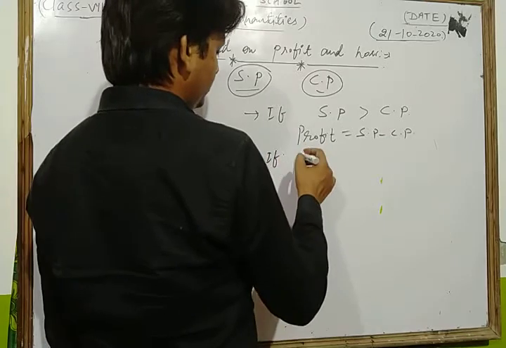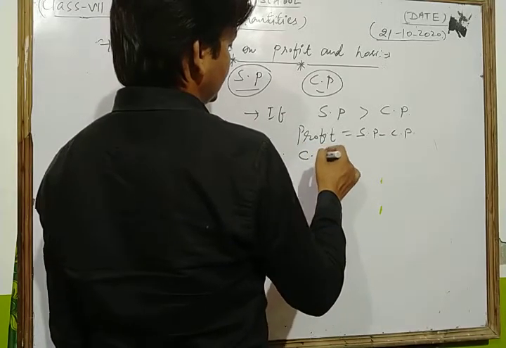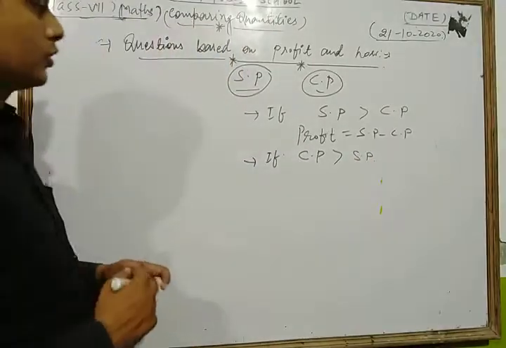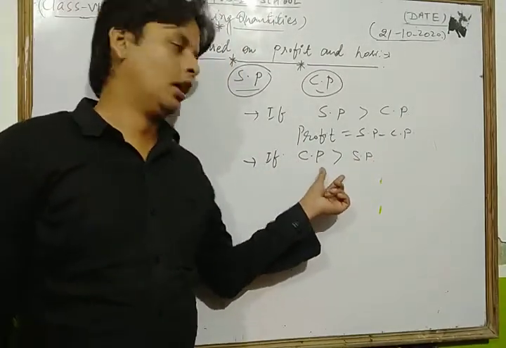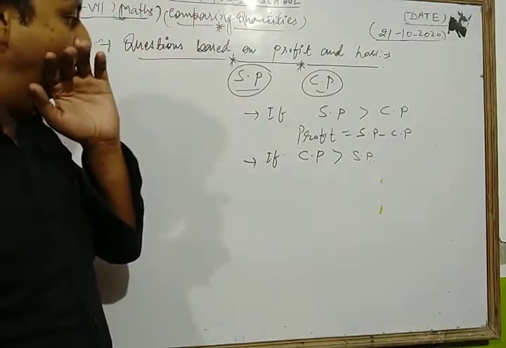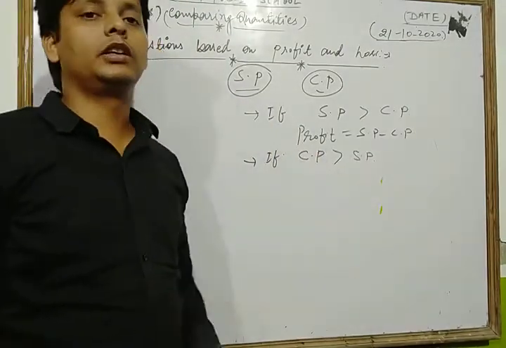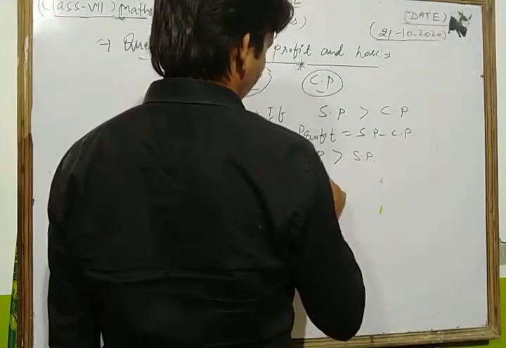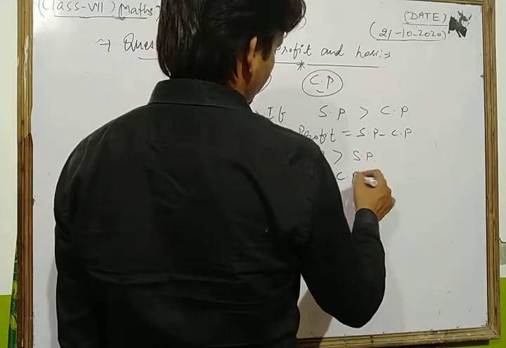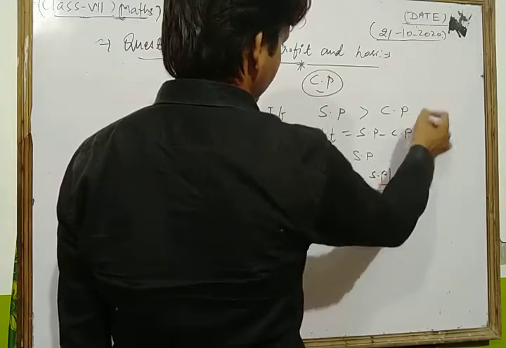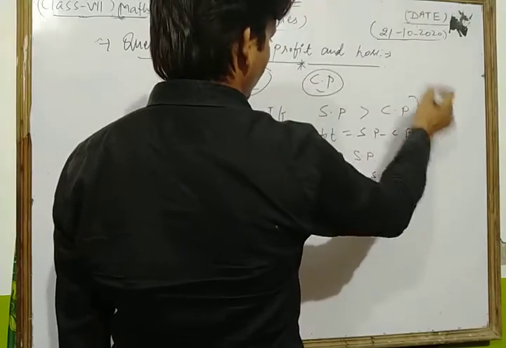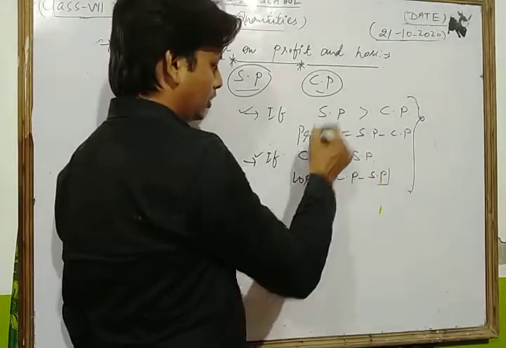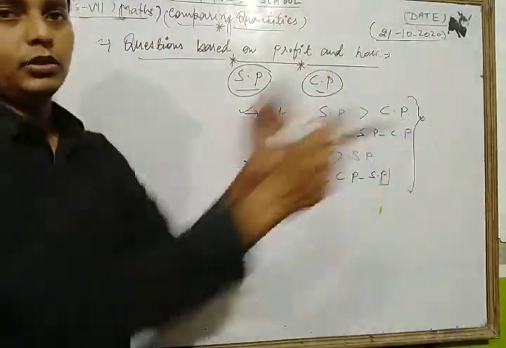If the cost price is greater than the selling price, in that condition we always get a loss. So the general formula for loss is equal to cost price minus selling price. These are the two important formulas related to profit and loss.